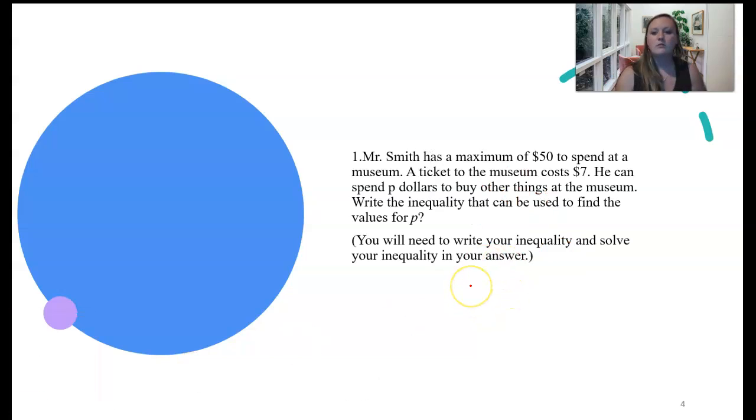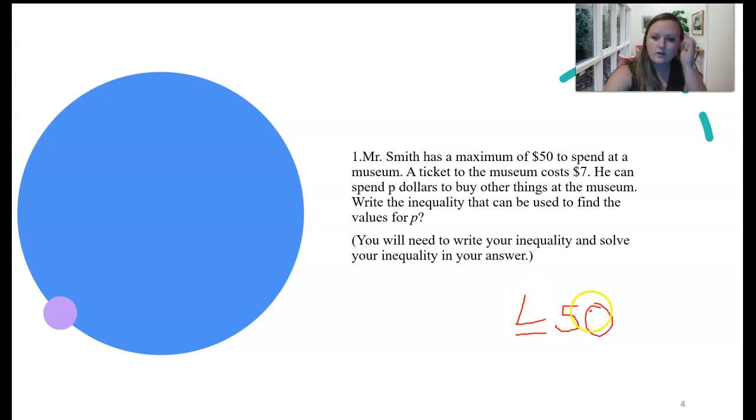Okay, so let me help you on your TGA. This says, Mr. Smith has a maximum of $50 to spend at the museum. So already we know Mr. Smith cannot spend more than $50. So whatever Mr. Smith spends has to be less than or equal to 50. Okay? He can spend $50 or less.